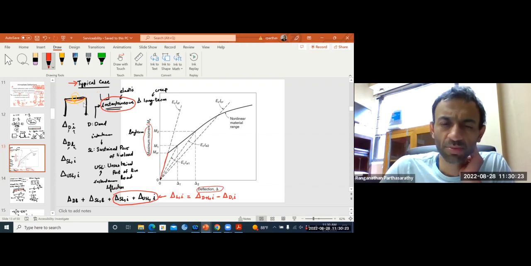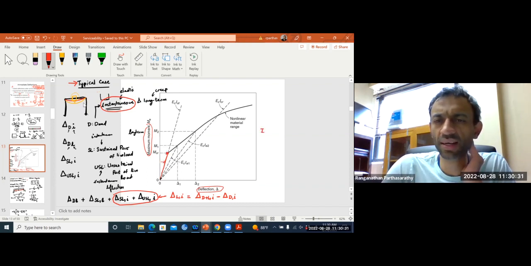So beyond this point, it is cracking. Up to this point, your moment of inertia was constant, right? What is that? I uncracked transformed, which you can approximate as I gross, okay? Up to the cracking point, that was the moment of inertia. So what is the relationship between M and deflection? You will have M times some length term squared divided by EI and some number. This is your deflection.